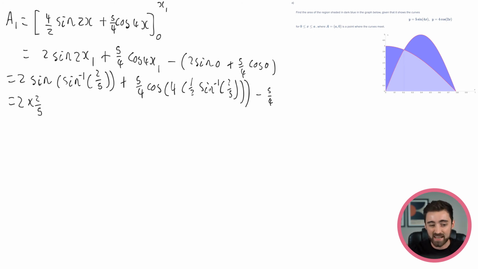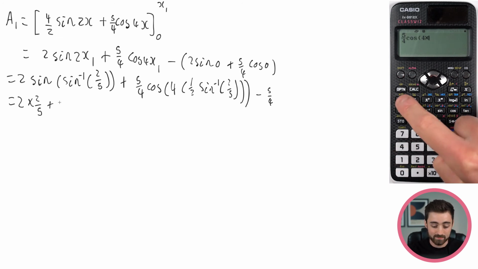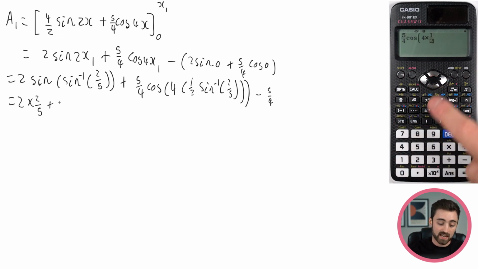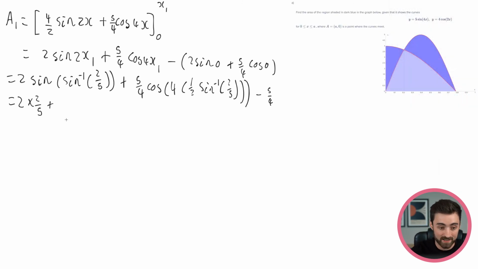Here, this is going to be a calculator one, I reckon, so I'm going to get plus, you know what, I'm just going to put this whole term straight into my calculator. So I'm going to do 5 over 4 times by cos of 4 times a half times the inverse sine of 2 over 5. And then I'm probably going to do about 10 lots of brackets there. So that is going to get me 17 over 20.